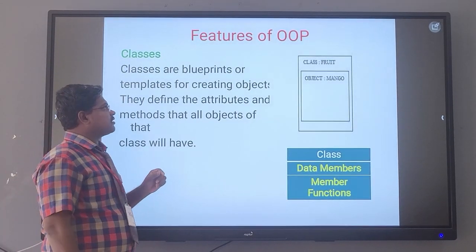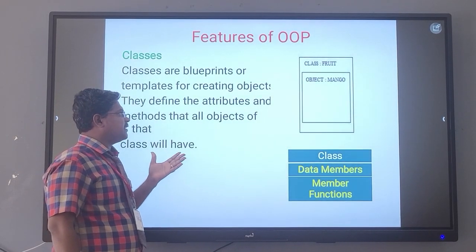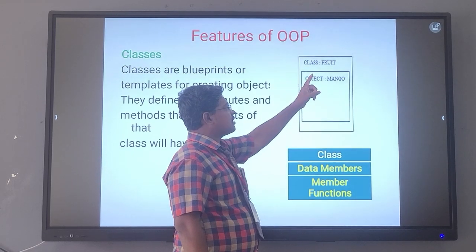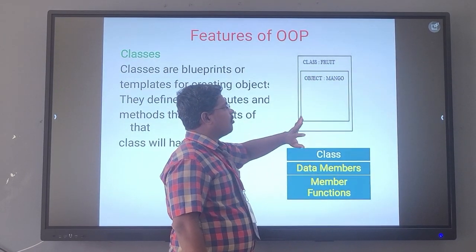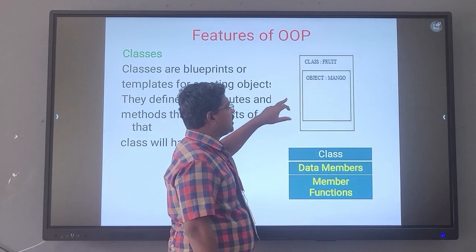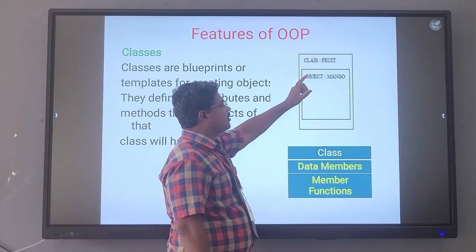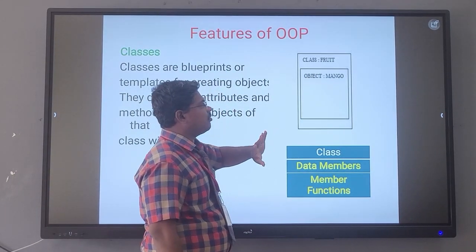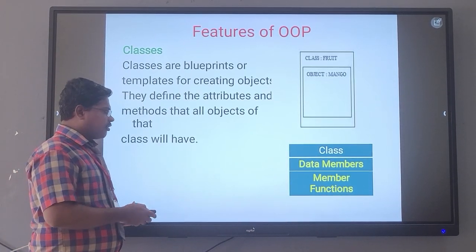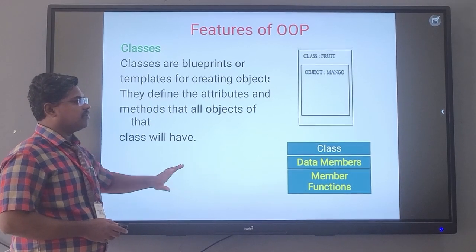Next, a class is the blueprint or template of the objects. See the example in the picture: the class is fruit. This is a common thing, fruit. The object is a mango. So from one class I am creating one object, mango. Likewise, you can create n numbers of objects for the particular class: mango, orange, apple, like that. So fruit is a class, and the object is a mango. The object creates the memory for the particular class members. The class members are nothing but the data members and the member functions.